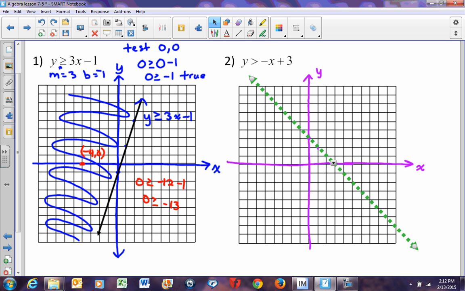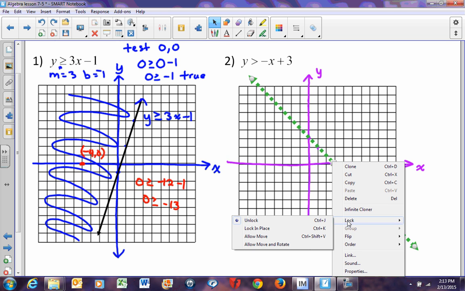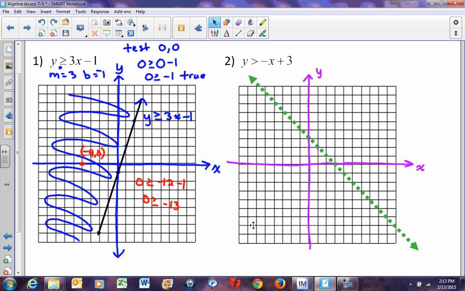There we go. That looks about right. So there's my line. Pretty little line, isn't it? Now I need to test to see where I should shade. Okay, it's got to be a dashed line because the boundary line is a dashed line. If you forget and make it solid, take your eraser and erase parts of your line so that you can make it dashed.